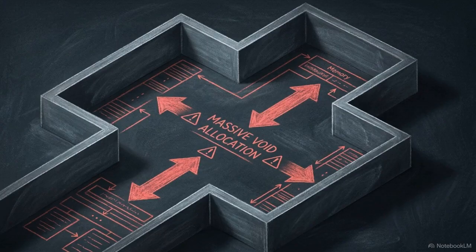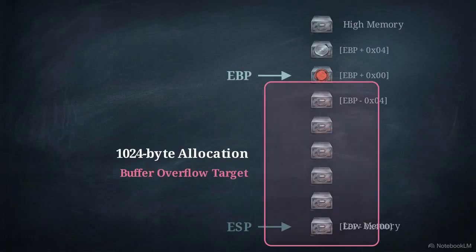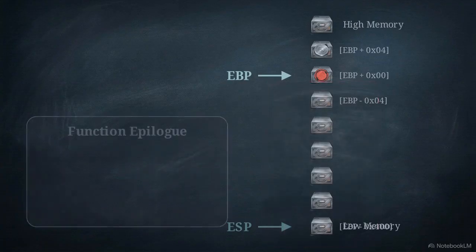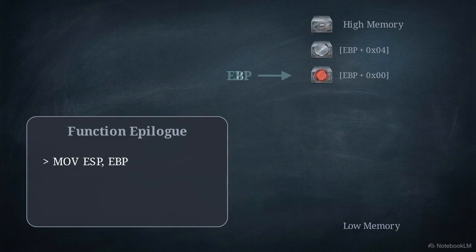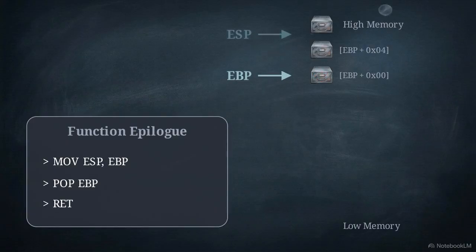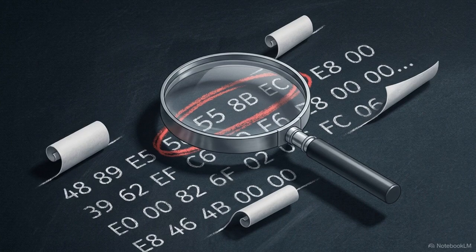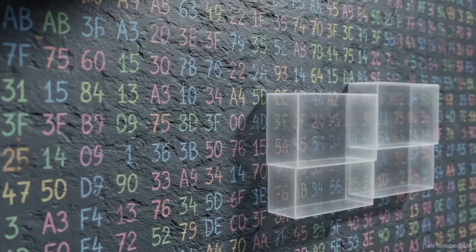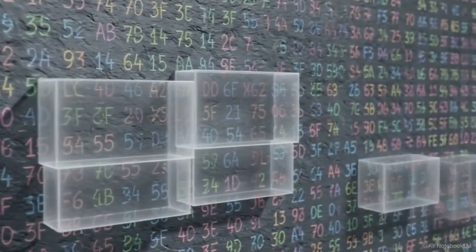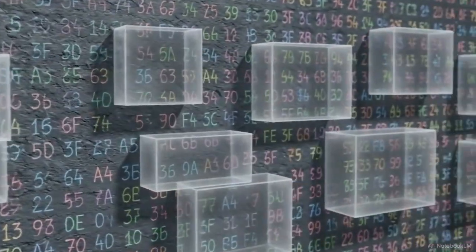If you see an abnormally large subtraction value, like SUB ESP, 0x400, that immediate 1024-byte allocation reveals a large local buffer, flagging a potential buffer overflow target. The epilogue reverses this exact process. MOV ESP, EBP instantly discards all local variables by resetting the stack pointer. POP EBP restores the caller's base pointer, and RET returns execution control. Because compilers generate these literal byte patterns consistently, recognizing them visually is the most efficient way to isolate discrete function boundaries within a raw, unmapped binary.